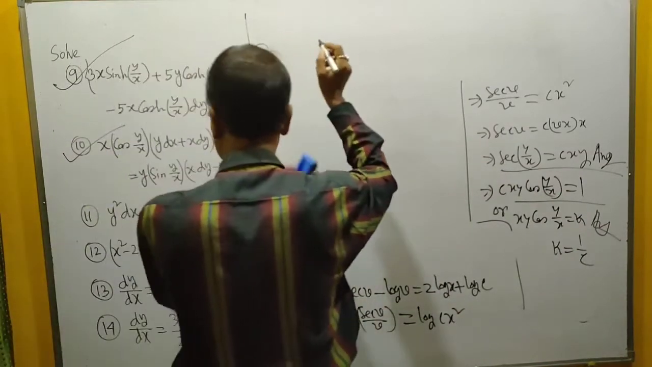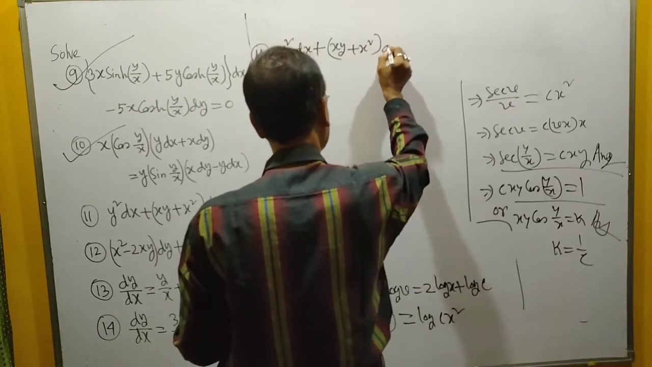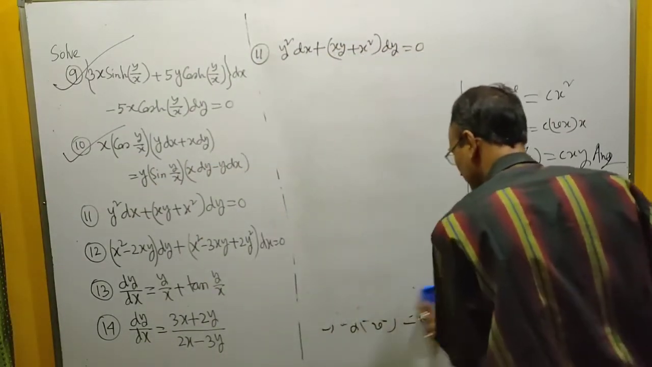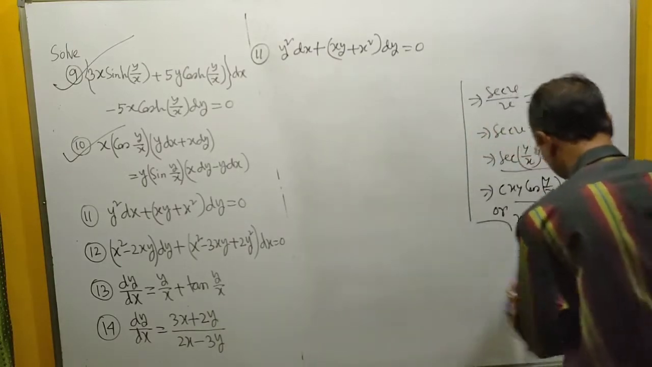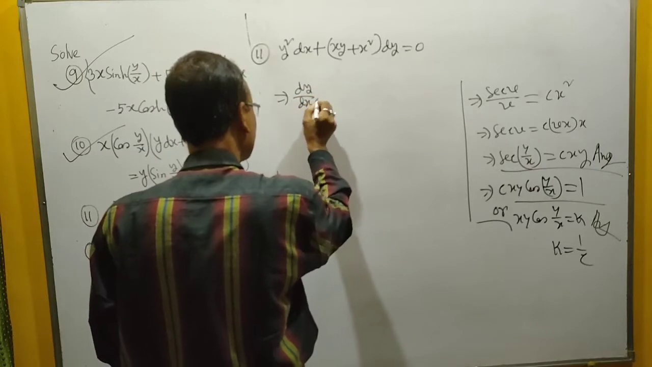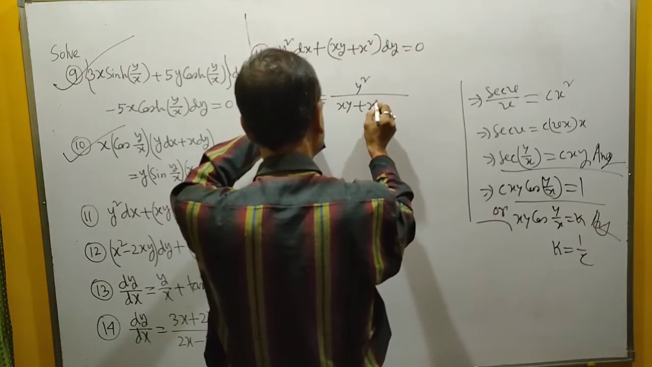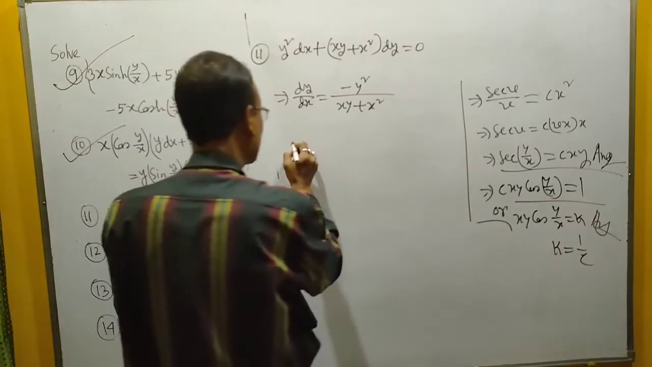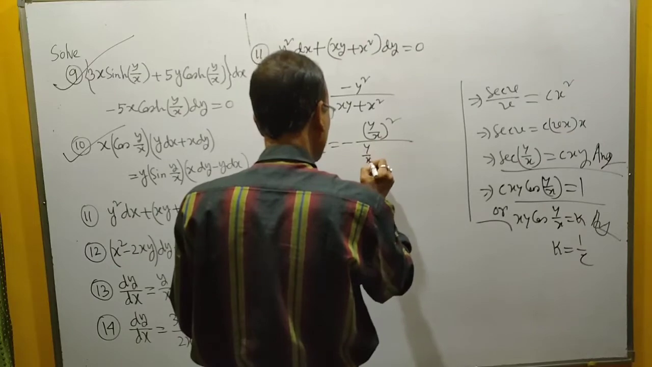Question 11: y square dx plus xy plus x square dy is equal to 0. This means dy by dx equal to minus y square divided by xy plus x square. You may write it in this way also: divide numerator and denominator by x square, minus y by x whole square divided by y by x plus 1.